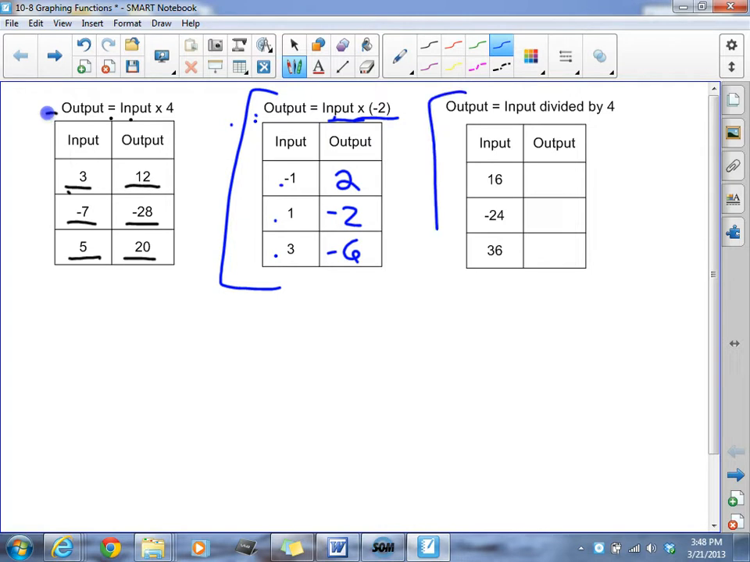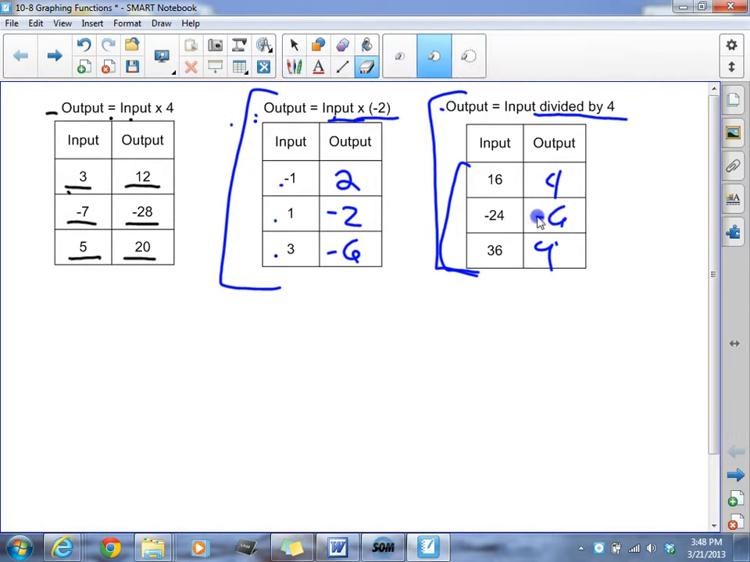Last function table right there. The formula is output equals input divided by 4. So we're going to take our inputs and divide them all by 4. So 16 divided by 4 is going to be 4. -24 divided by 4 is going to be... oh, I'm sorry, not -8. -6. There we go. And 36 divided by 4 is going to be 9.